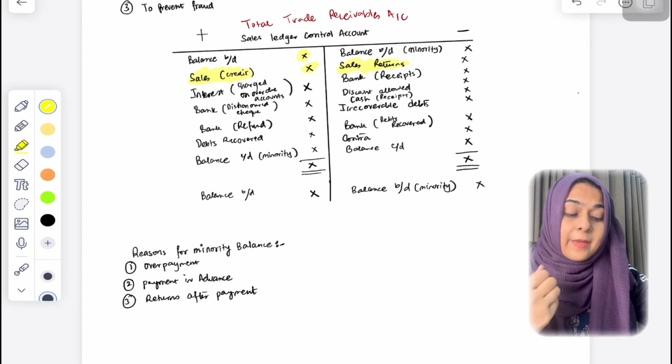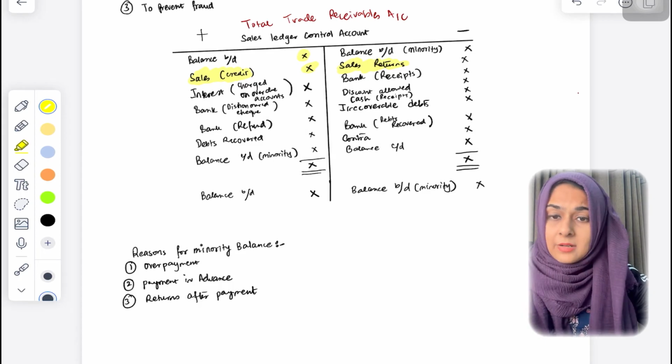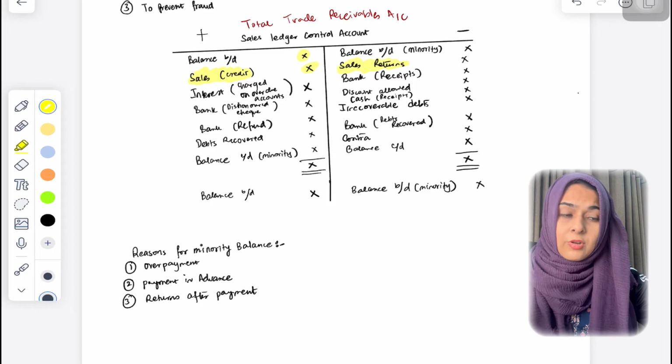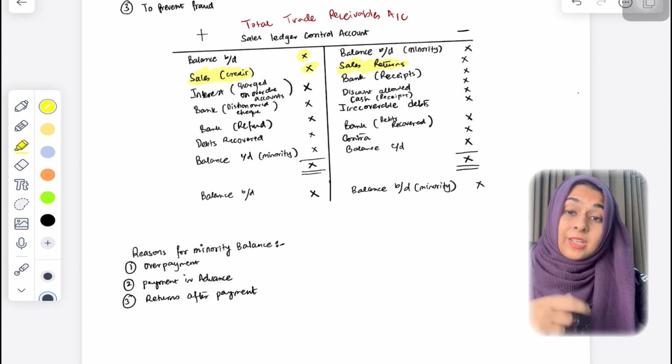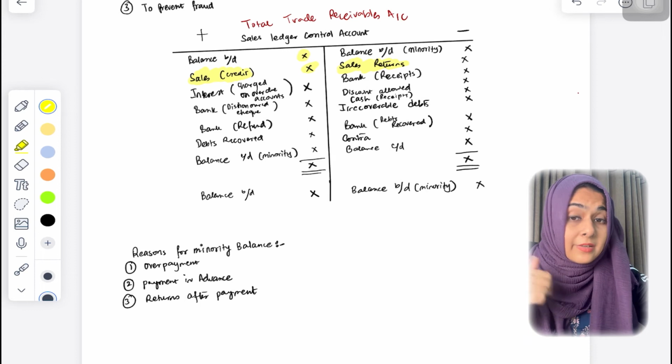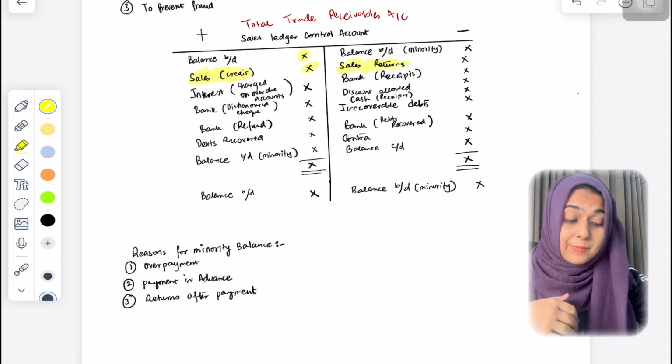Then let's say I am writing off an irrecoverable debt. Some customer is not able to pay me and has left the country or has become bankrupt and has faced so many losses that the customer cannot pay me. The double entry for irrecoverable debt will be irrecoverable debts account debit, trade receivables account credit. So trade receivables is being credited here, and I will write irrecoverable debts in the details. Irrecoverable debts is an expense account. Trade receivable is being reduced because obviously there is some customer who's not able to pay me.